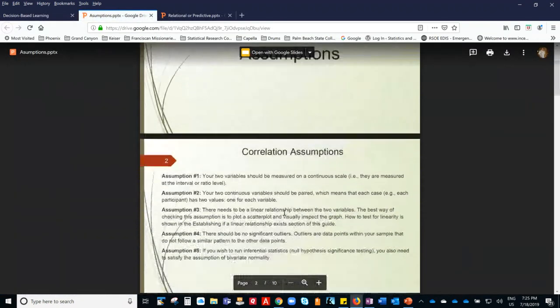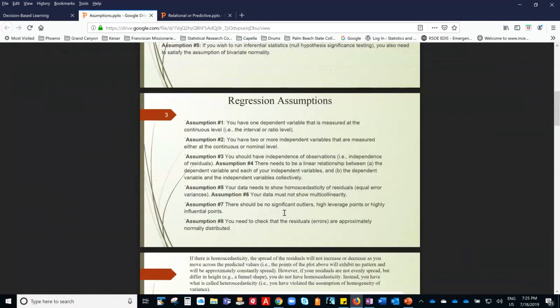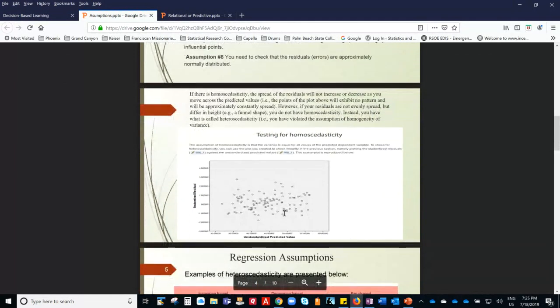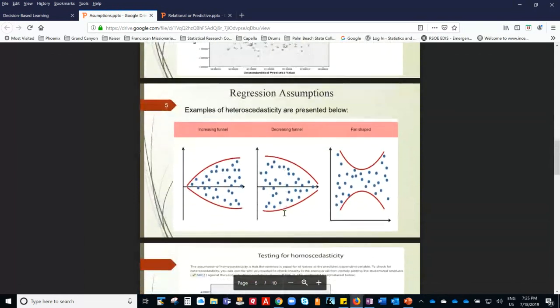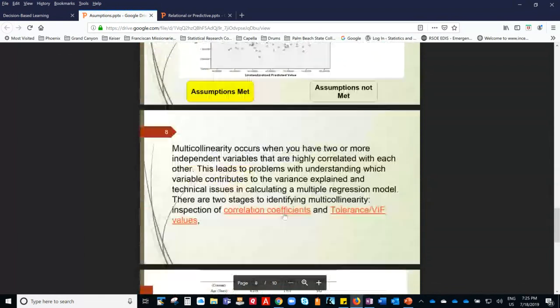Okay, remember the assumptions. That's the correlation, and that's the regression assumptions. Your data must not show multicollinearity. And this is how we test for homoscedasticity. That's when we plot the graphics, and if you see a funnel, that means we don't fulfill homoscedasticity. I'm just going to go quickly over this. And multicollinearity is when you have two or more independent variables that are highly correlated, right?